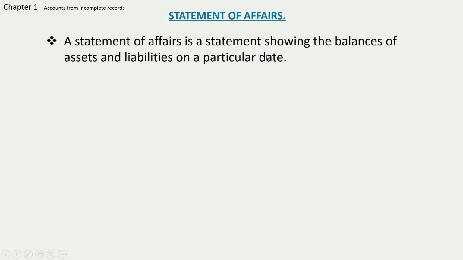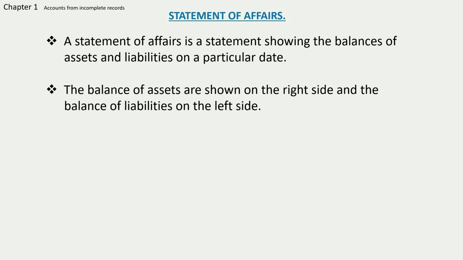Statement of affairs. What is statement of affairs? Statement of affairs is a statement showing the balances of assets and liabilities on a particular date. It is prepared from incomplete records to find out the capital of a business unit on a particular date. The balance of assets are shown on the right side and the balance of liabilities on the left side. This statement resembles a balance sheet.